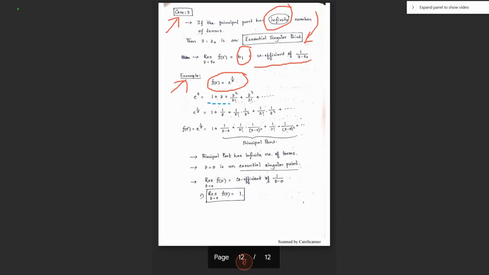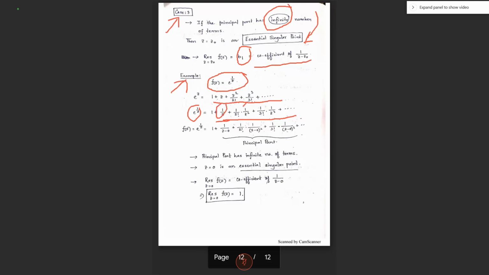The expansion of e to the power z is this. Here if we replace z by 1 by z, we get e to the power 1 by z, and the expansion becomes 1 plus 1 by z plus 1 by factorial 2 into 1 by z squared plus 1 by factorial 3 into 1 by z cube plus so on. Now since the expansion contains an infinite number of terms, all of these terms are in the principal part, and the number of terms is infinite. Here, in 1 by z, z minus 0 is in the denominator.